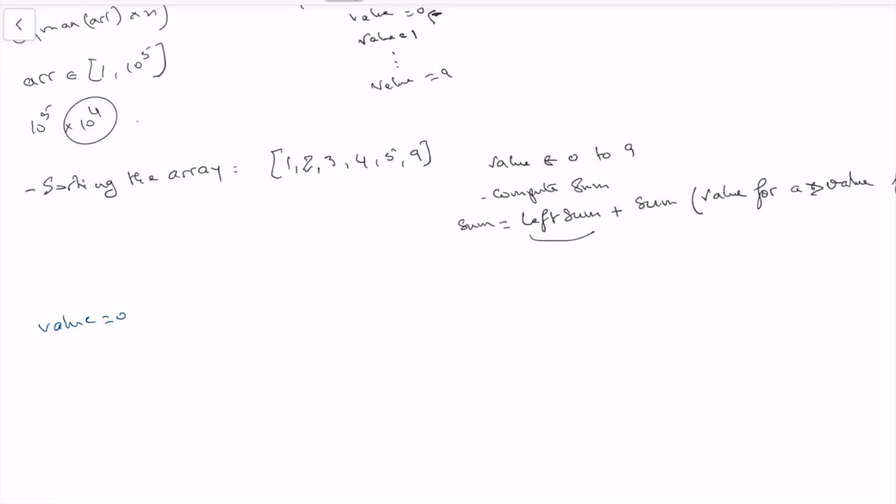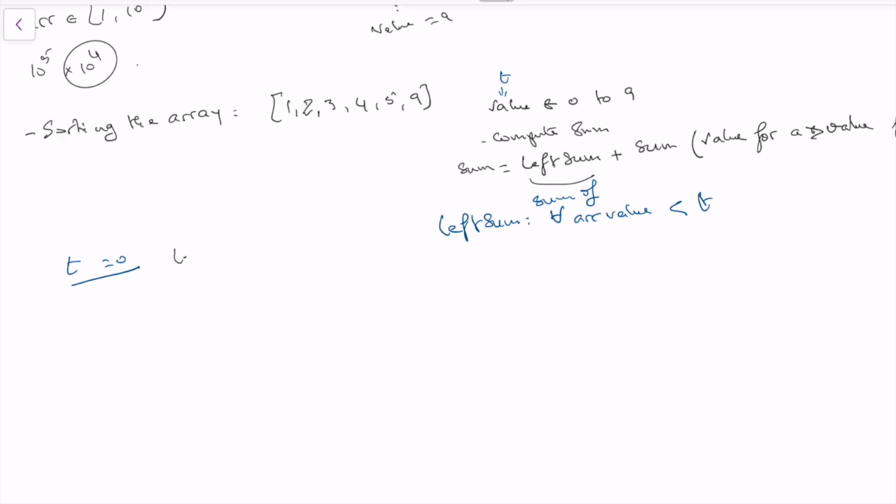So actually the sum won't be 24. For 0, we will check all the elements in the array. Let me define left sum in a more clear way. Left sum is the sum of all array values smaller than, let's call it t, so that we don't get confused. Here t is the value that we are trying to find. And so nothing is less than 0, and so the left sum would be 0, right?